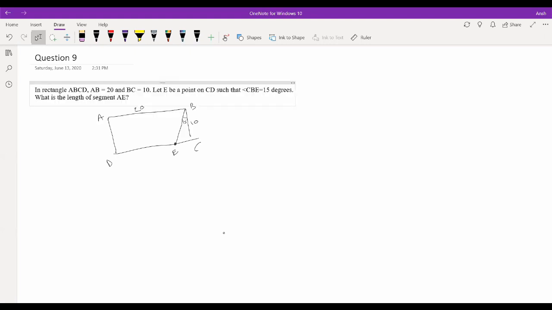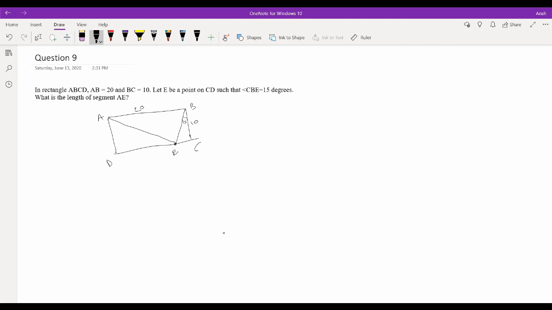And it asks us to find the length of segment AE. So let's draw that in too. Now, we only know one angle, so let's put that to use. We know one angle, we know one side, and we can also see that triangle BCE is right triangled.